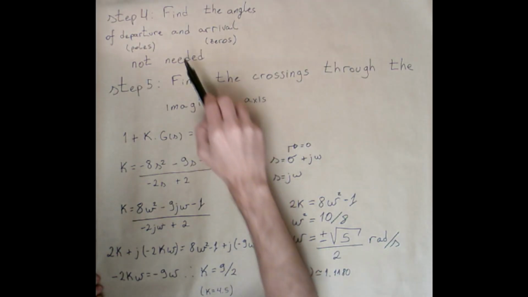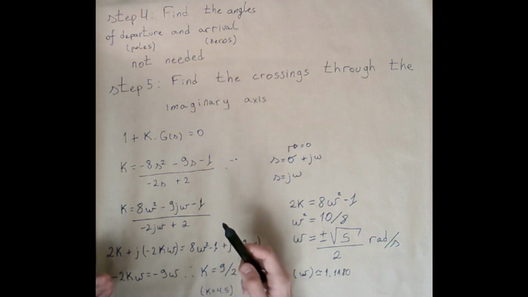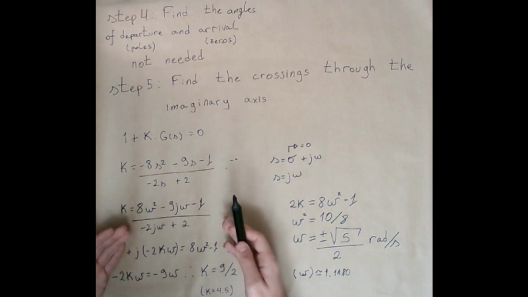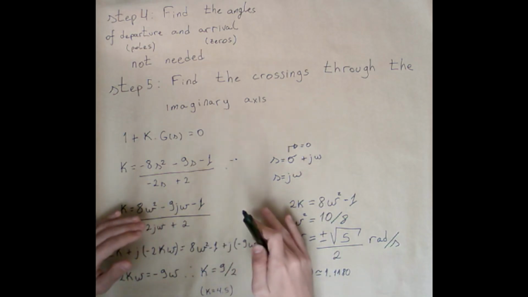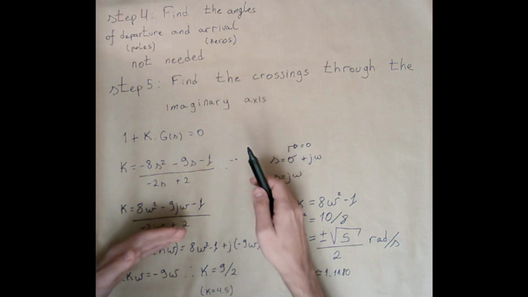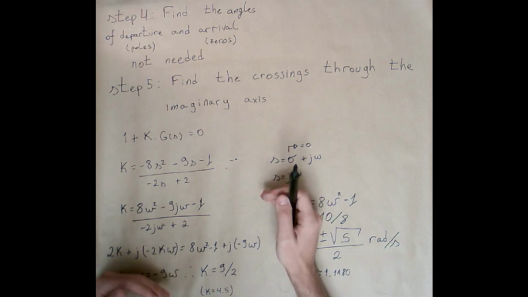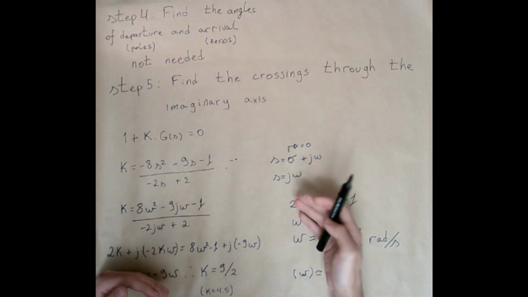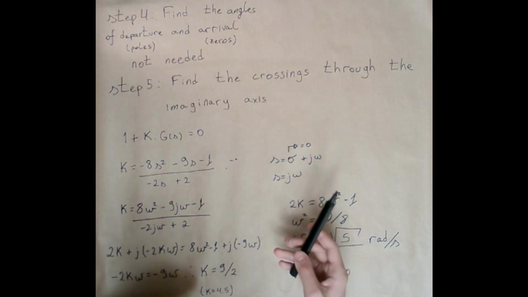Now, this would be the time for us to find the angles of departure and arrival of the branches. But this is not needed for this transfer function because, as we've seen previously, all the poles and all the zeros are located on the real axis. That means the departure and arrival angles can only be 0 or 180 degrees. That, coupled with the fact that we know that each branch departs from a pole and moves towards a zero as k increases from 0 to infinity, is enough for us to determine all the angles needed.